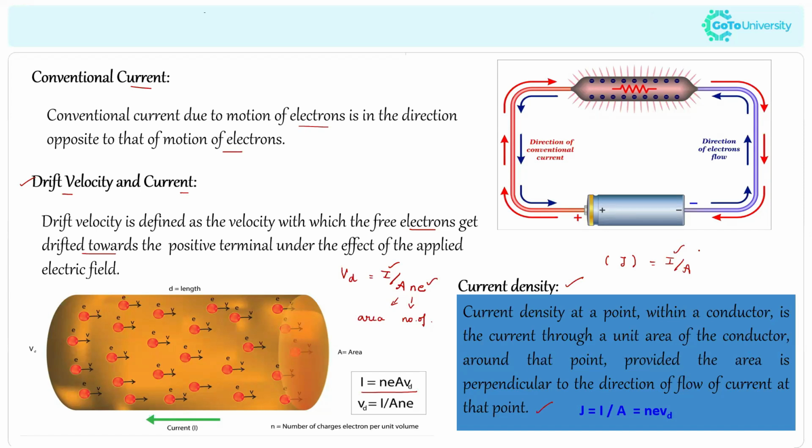It's known that I can be written as nEAVd in terms of drift velocity. So here again we are dividing by A. When we divide, we get the expression neVd. So this is the expression we will use to find the value of current density. So now we have studied all about the conventional current, drift velocity, and current density, and how the drift velocity and the current are related as well.